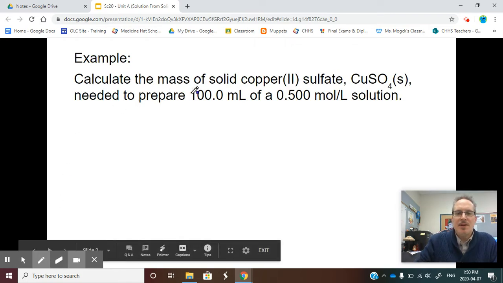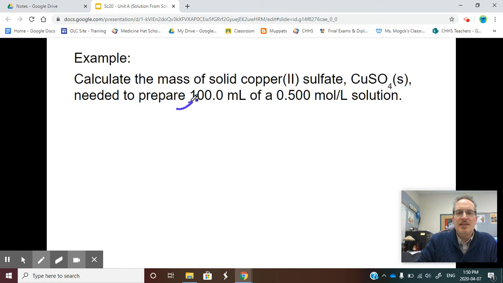First thing we're going to do is, well, we know this is going to be a volume, and we know volumes have to be in liters. So let's change this to 0.1 liters. This is, of course, a concentration, and our job is we are trying to find mass.